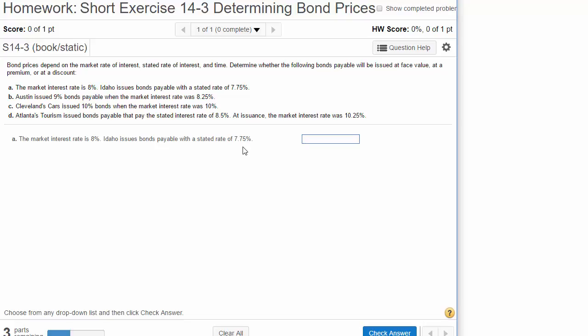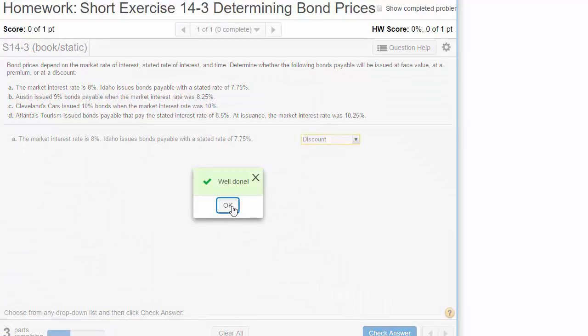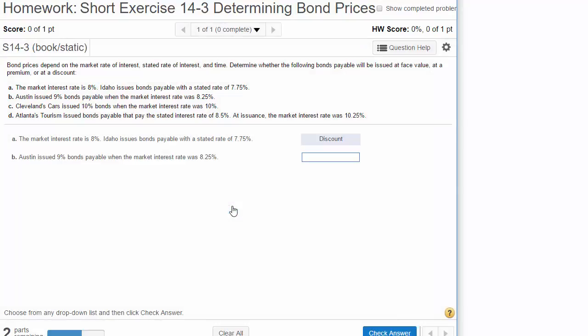So do people want to pay full price for our bonds paying 7.75%, or would they rather have the 8% bond? They'd rather have the 8% bond. So in order to get them to buy our 7.75% bond, we have to lower the price. So they will pay something less than $1,000 per bond. In other words, we will have to sell our bond at a discount.